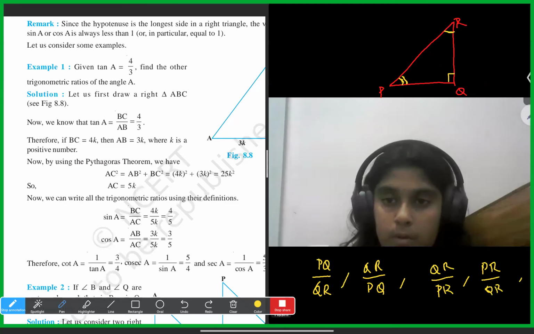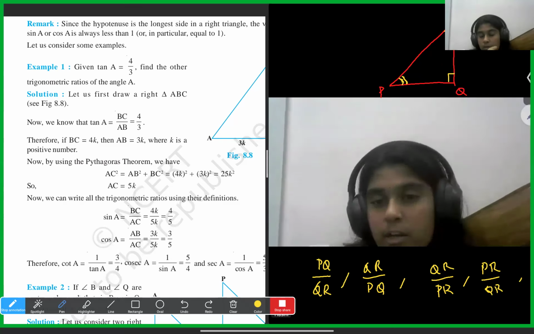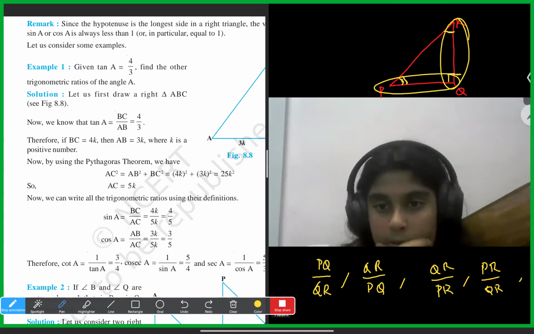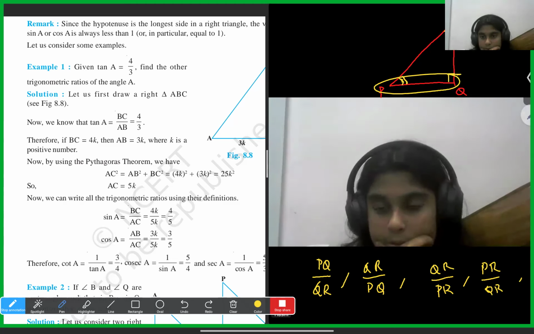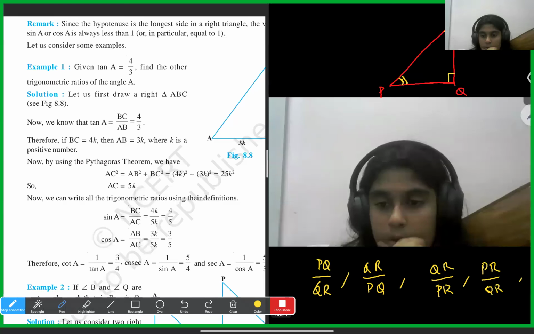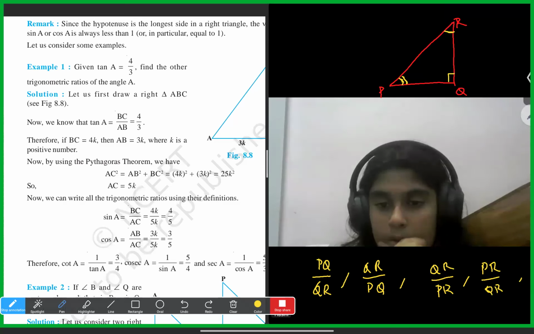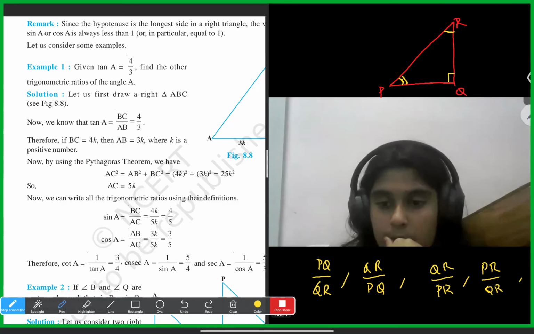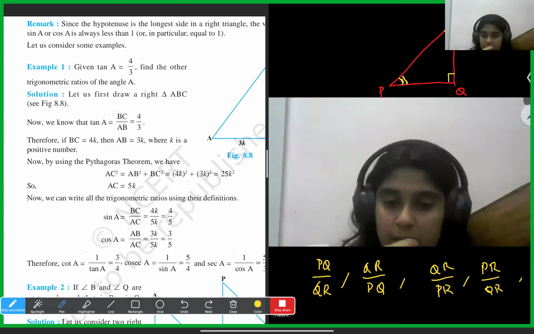The leftover pair is what? First I wrote PQ by QR and its reciprocal, this pair, yes or no? Yes, sir. Then I have used QR with PR, this pair, both reciprocal and that. Then one more pair is there. What is it? QR by PR.